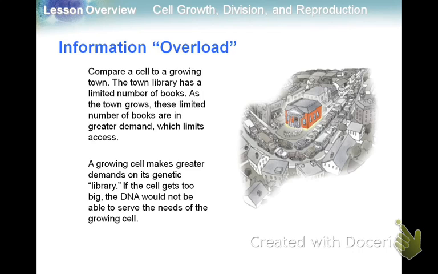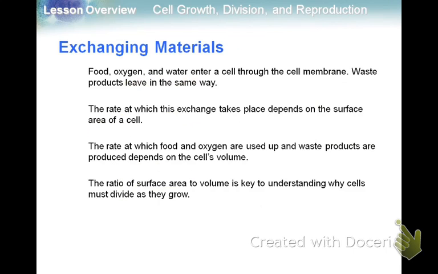If we use a growing town as an example, the town library has a limited number of books. Same number of books as the town grows are in greater demand, which limits access. A growing cell, similarly, makes greater demands on its genetic library. If the cell gets too big, then there's basically not enough information to go around. So that's why cells divide.